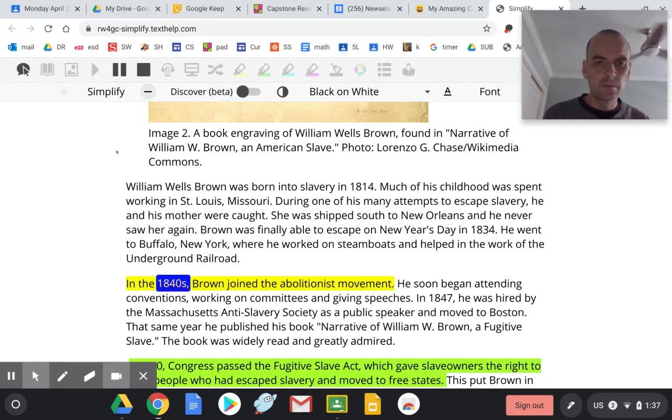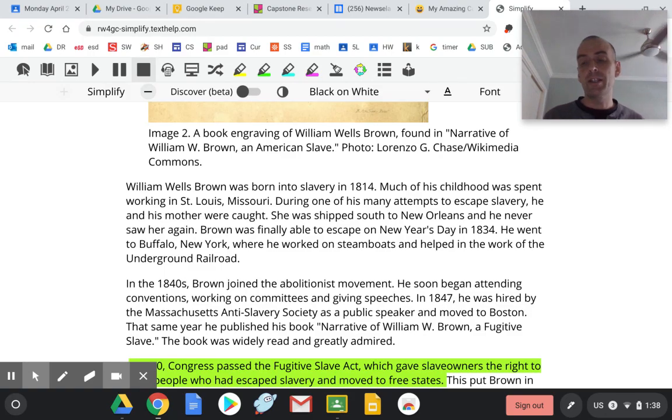In the 1840s, Brown joined the abolitionist movement. He soon began attending conventions, working on committees and giving speeches. In 1847, he was hired by the Massachusetts Anti-Slavery Society as a public speaker and moved to Boston.